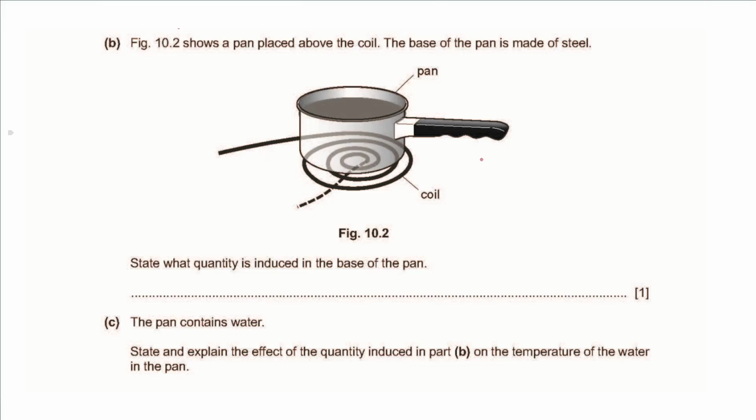Part B says figure 10.2 shows a pan placed above the coil. The base of the pan is made of steel, which is a conductor. State what quantity is induced in the base of the pan. We can say electromotive force or EMF, or we can say voltage.